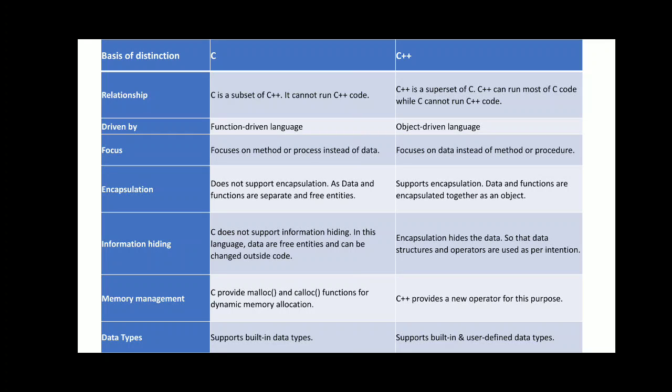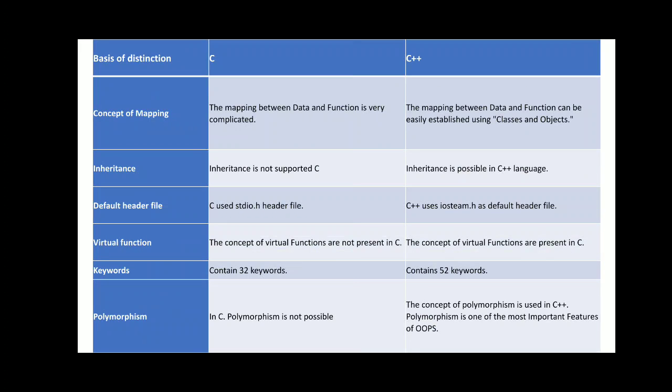Memory management: C provides malloc and calloc functions for dynamic memory allocation, whereas C++ uses the new operator for this. Data types: C supports built-in data types, whereas C++ supports built-in as well as user defined data types.